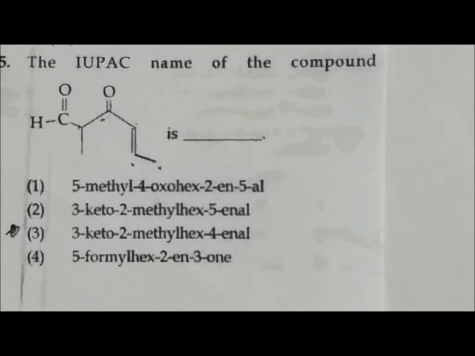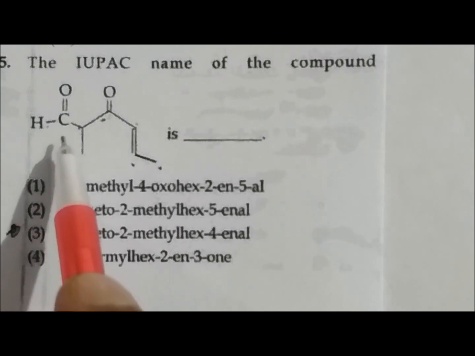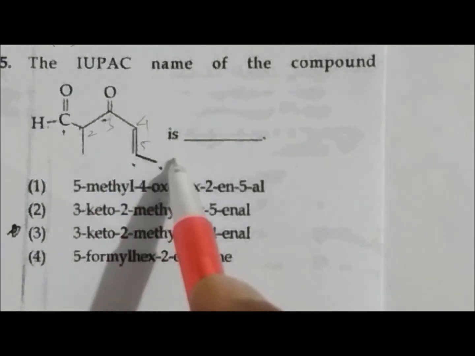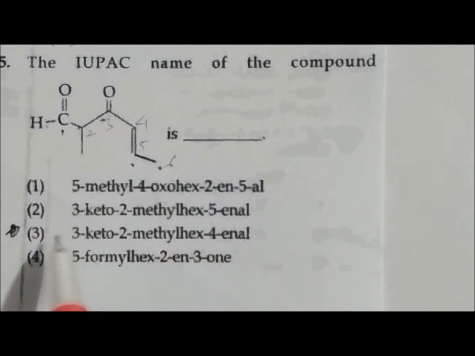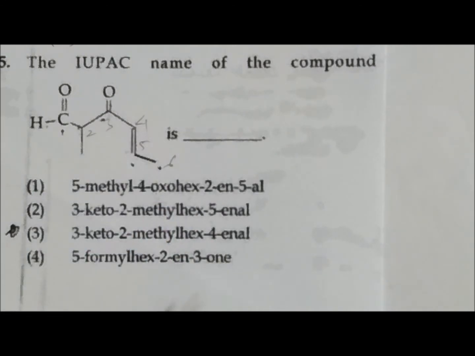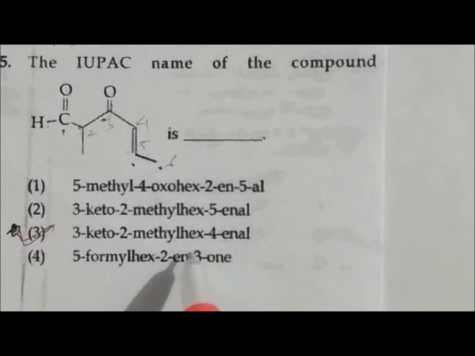IUPAC name of the following compound. This is the aldehyde, this is a ketone, and this is a double bond. So the aldehyde is the principal functional group. We number the carbons 1, 2, 3, 4, 5 and 6. Six means hex, and you can see there is a double bond at the 4th carbon, so it is hexenal, and at the 3rd carbon keto is there. So 3-keto or 2-methyl. Only this option is coming: 3-keto 2-methyl hex-4-enal. The remaining options 1 and 2 are wrong answers.